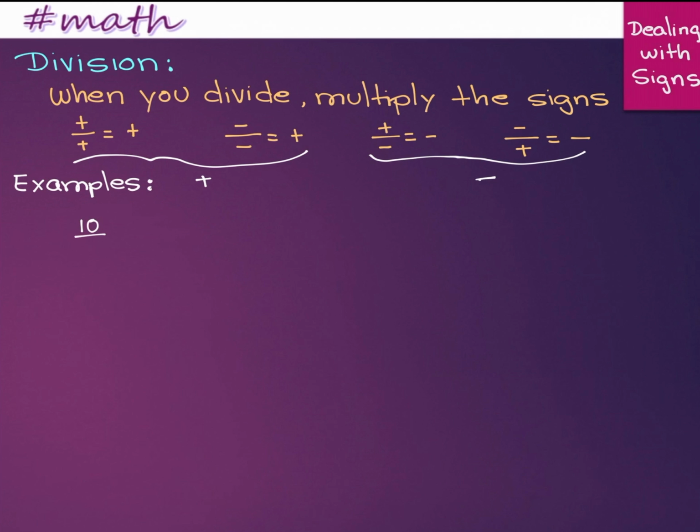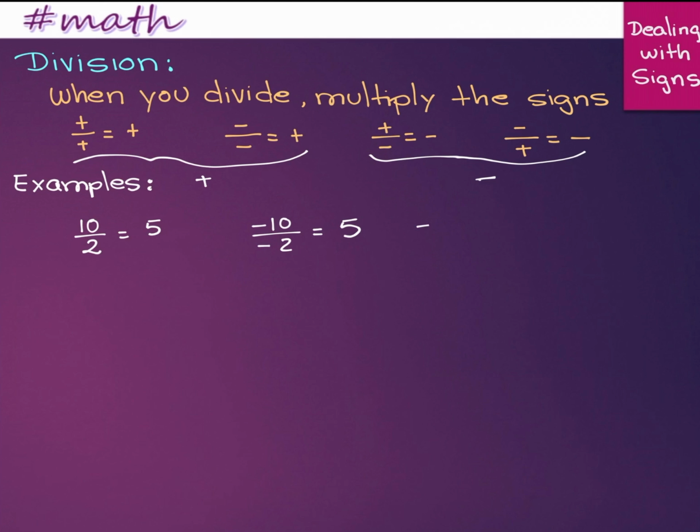10 over 2. 10 divided by 2 is 5. Because both are positive, the answer is positive. We're used to that. But if instead we have negative 10 divided by negative 2, they have the same sign. So multiply those signs. Negative times negative is positive. So the answer is positive 5.